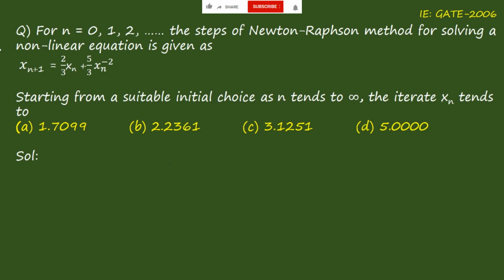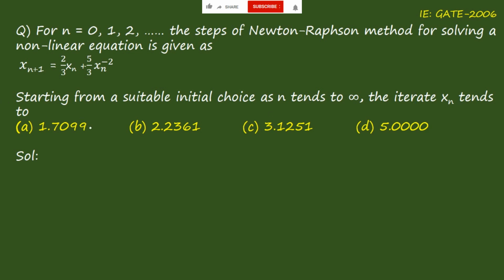Come to the next question. For n equal to 0, 1, 2, and so on, the steps of a Newton-Raphson method for solving a non-linear equation are given as x of n plus 1 is equal to 2 by 3 x of n plus 5 by 3 x of n power minus 2. Starting from a suitable initial guess, as n tends to infinity, x of n tends to what?